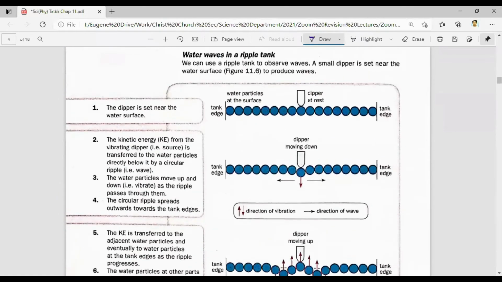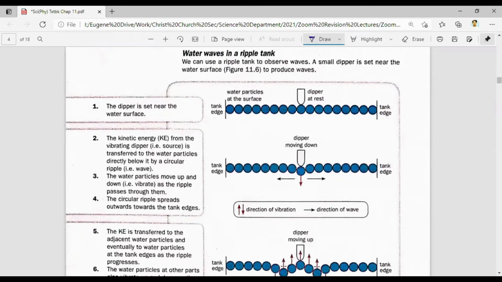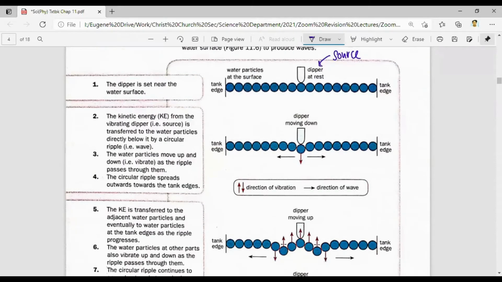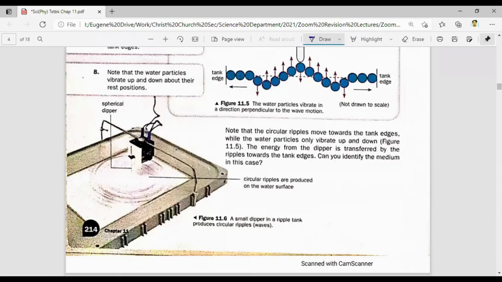For this case here, the dipper is the source. Then they explain what it means that the energy is transferred from one place to another, and what it means that the matter is not being transferred, and stuff like this. So you can read up on it. It's quite a good read.